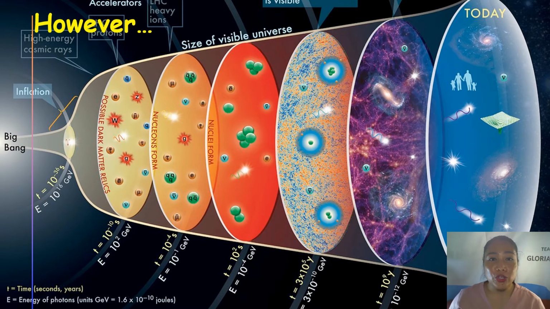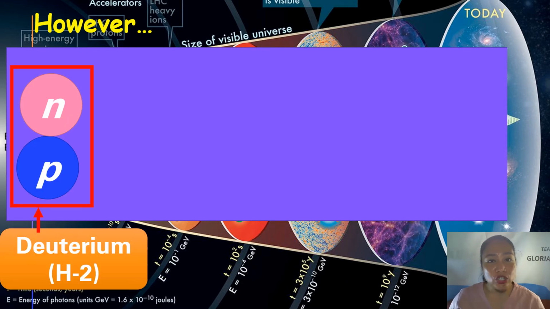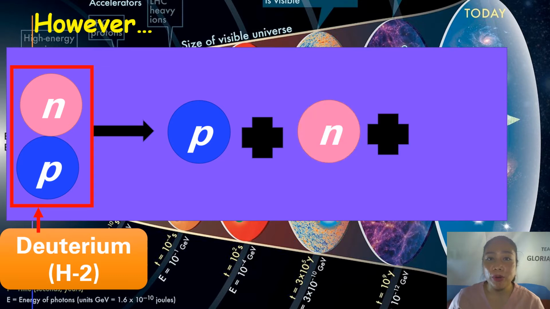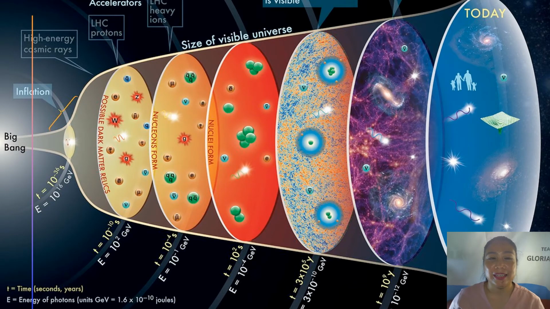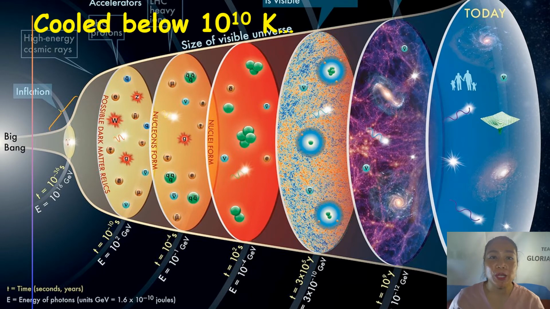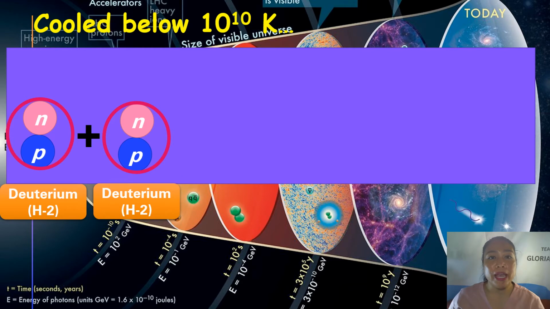However, the temperature of the universe was still much greater than the binding energy of deuterium. Binding energy is the energy required to break down a nucleus into its components. Therefore, deuterium easily decayed upon formation back to protium or hydrogen-1. When the temperature cooled down below 10^10 Kelvin, deuterium nuclei combined with other nuclei to form heavier ones.